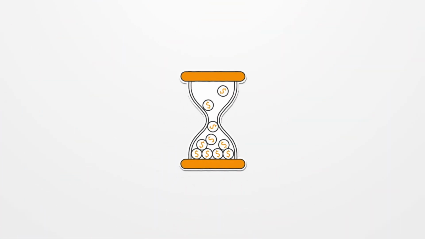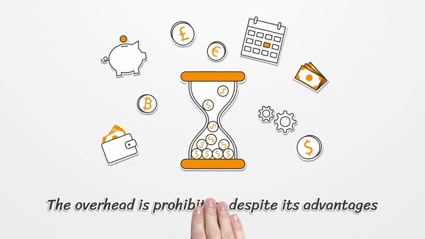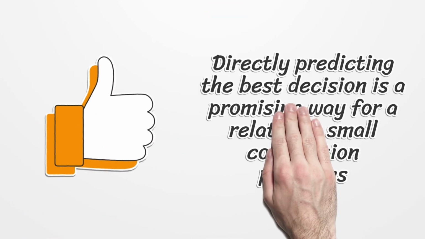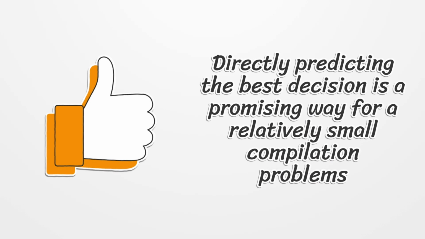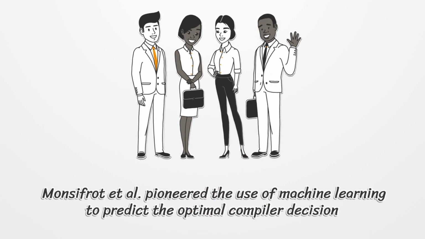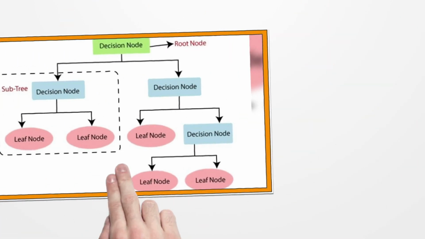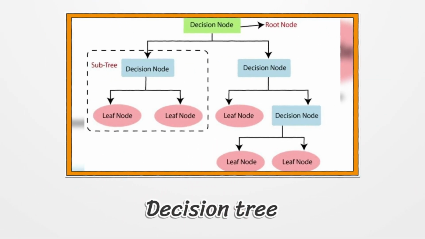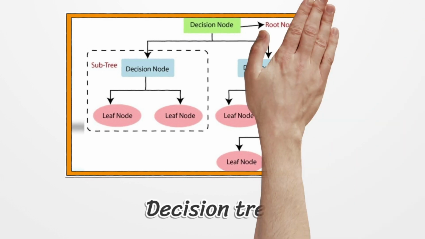The overhead involved in searching for the optimal option in cost functions may still be prohibitive despite its advantages. Therefore, directly predicting the best decision is a promising way for relatively small compilation problems. Monsifrot and others pioneered the use of machine learning to predict the optimal compiler decision. They used a decision tree-based approach to determine whether to unroll a loop or not, relying on the number of statements and arithmetic operations in a loop.